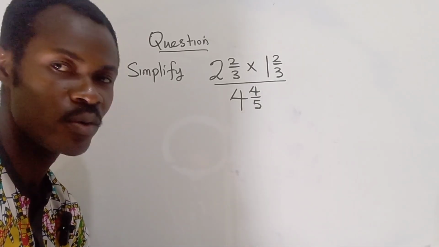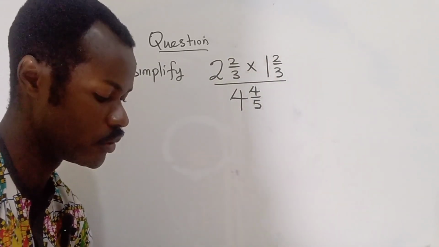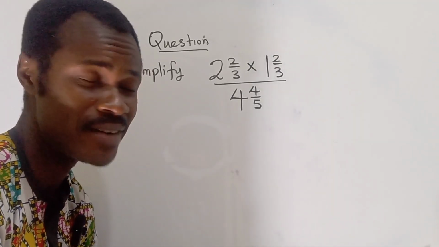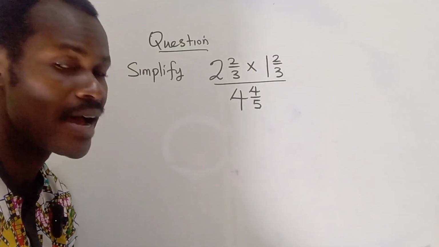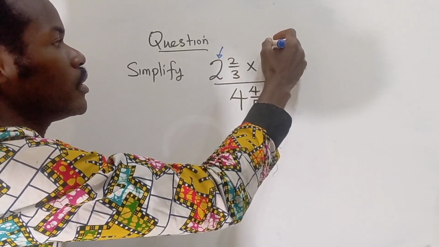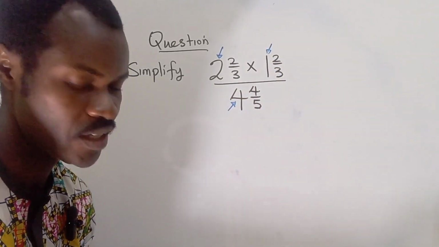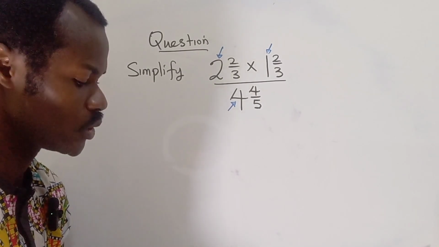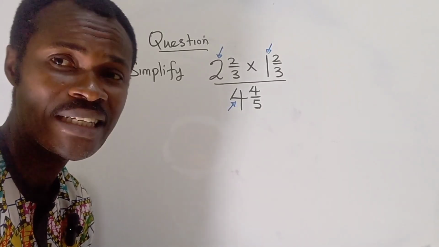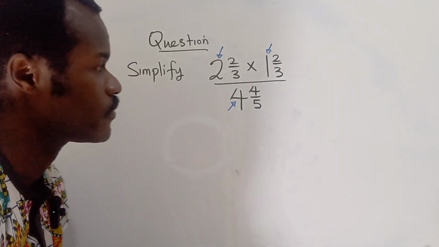Now the first thing I want to recognize is what types of fractions we have on the board. The types of fractions we have on the board are mixed fractions, because they have whole numbers. So the first thing you want to do is convert all the mixed fractions to improper fractions. That is the rule when you are solving fractions.